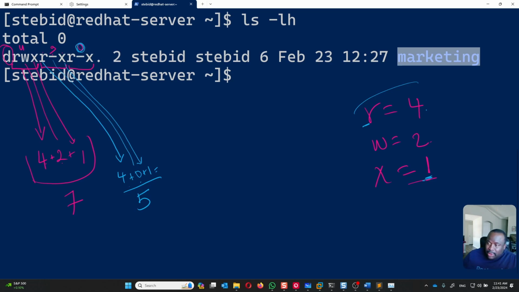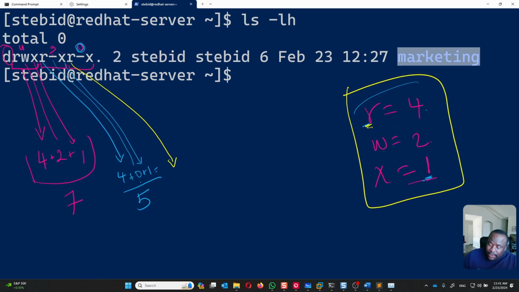So let's do the last permission, which is for others. Let's start with others, and I'm going to get another color for my pen. What's the value for read? The value for read is 4. Remember the table? This is the table over here, guys. We're always going to use this table.